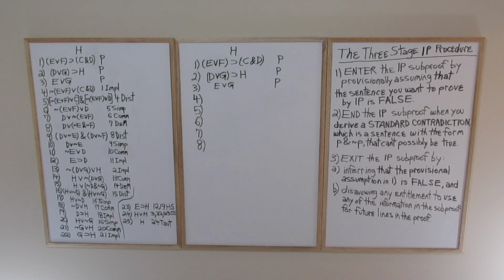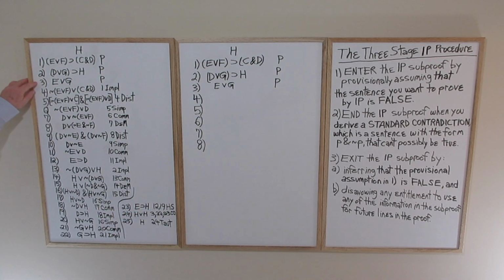Here, though, we're not going to get rid of any information. Rather, we're going to end up with a conjunction of 2 disjunctions on line 16, and we're going to use both of those disjunctions. One of them will give us the conditional D horseshoe H. The other one will give us the conditional G horseshoe H. Then we'll go back to the conditional we derived from the first premise, E horseshoe D, combine it with the conditional D horseshoe H to get the conditional E horseshoe H.